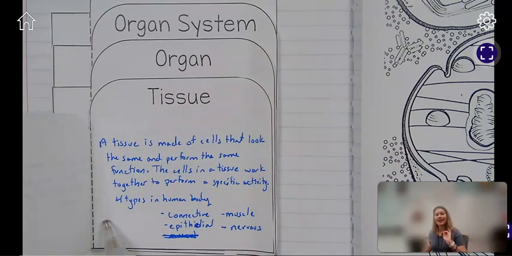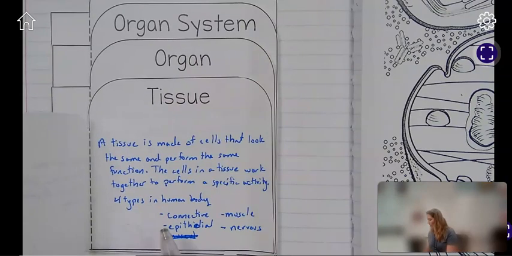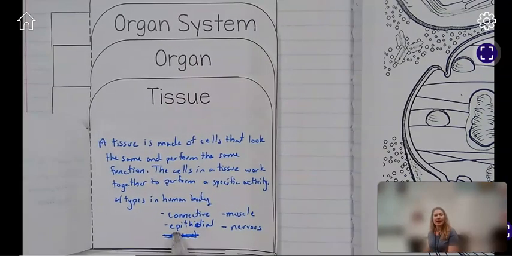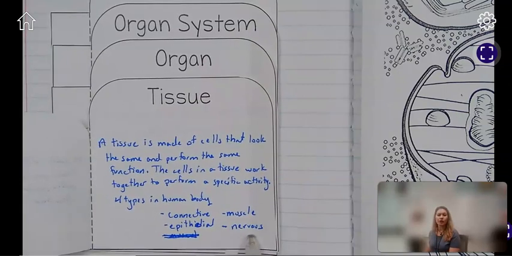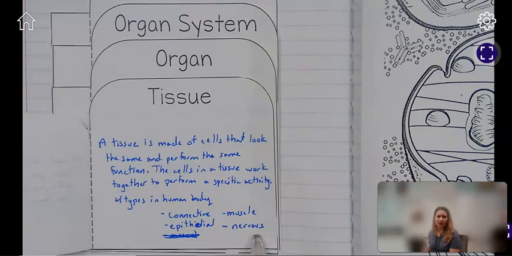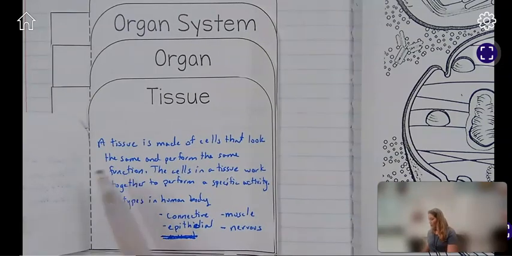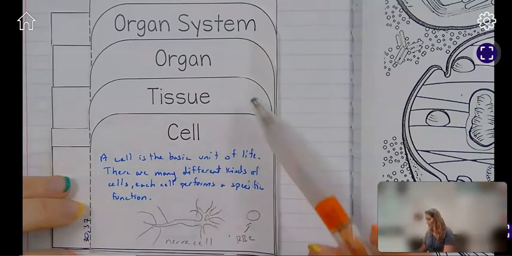There are 4 different types of tissues within the human body. Do you need to know these? No. Is it an interesting fact if you're going into the medical field? Yes. There are connective tissues, epithelial tissues, muscle tissue, and nervous tissues. I will never ask you this on a quiz, but I just think it's an interesting thing for us to know. So, basic unit of life is a cell.